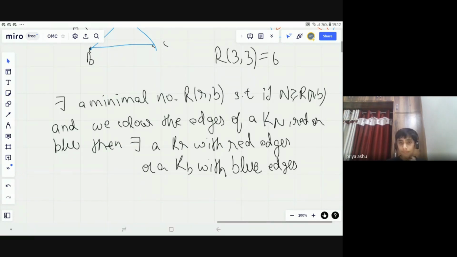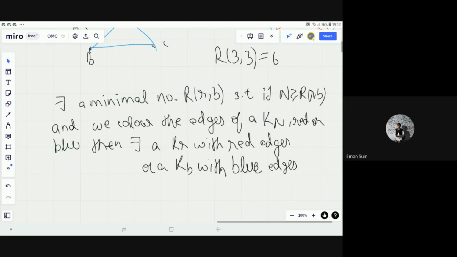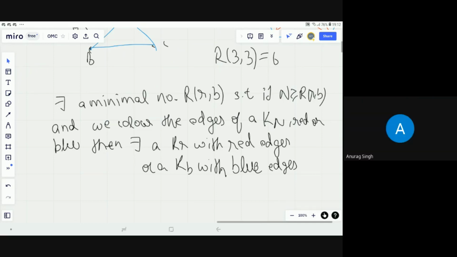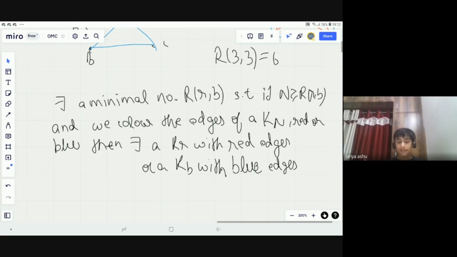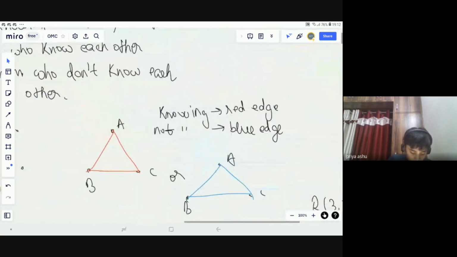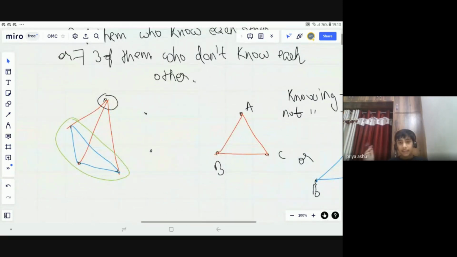Yeah. And so why is R of 3 comma 3 equal to 6? Kn means n... Sorry, can you repeat? Kn means a complete graph with n vertices. Okay. Like a K6, where we're coloring each edge red or blue.